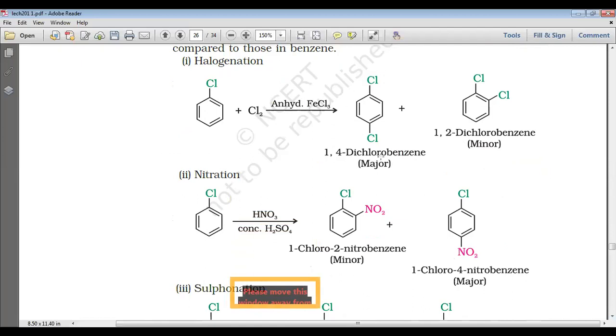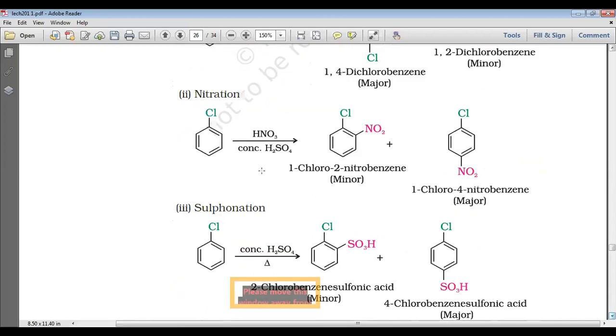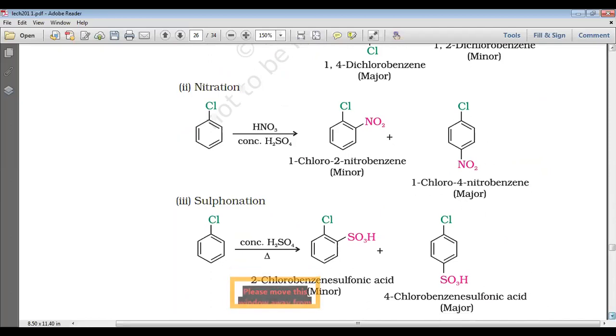Among these two, due to steric hindrance, the para product would be major and the ortho product would be minor. When we do nitration, we will definitely get 1-chloro-2-nitrobenzene and 1-chloro-4-nitrobenzene. 1-chloro-4-nitrobenzene is the para product, which is more stable due to steric hindrance.